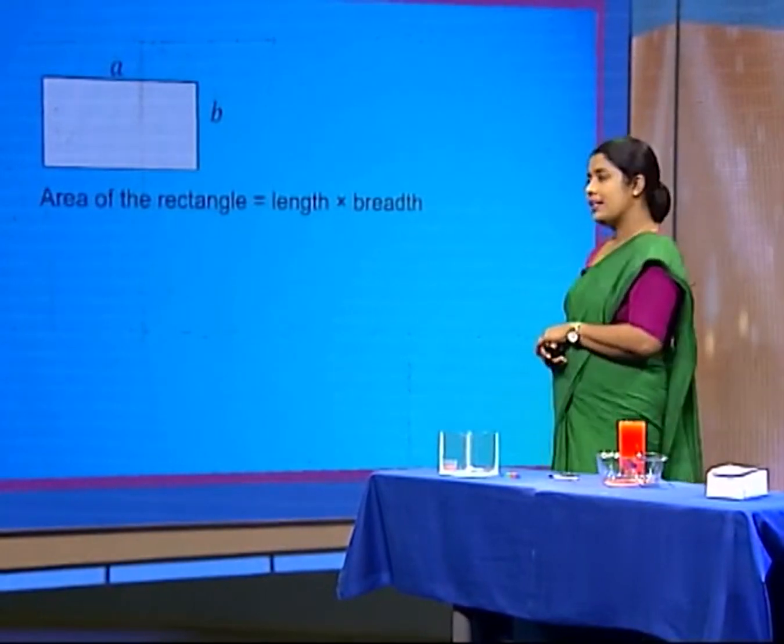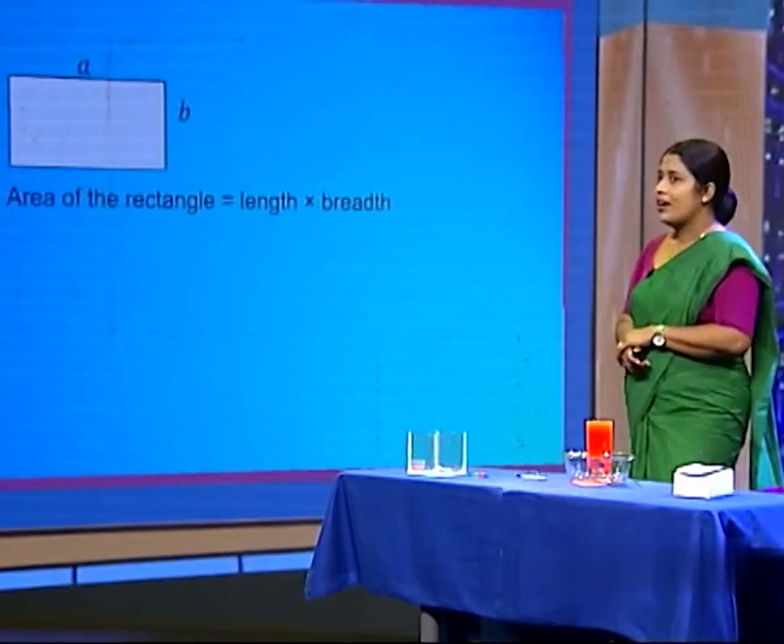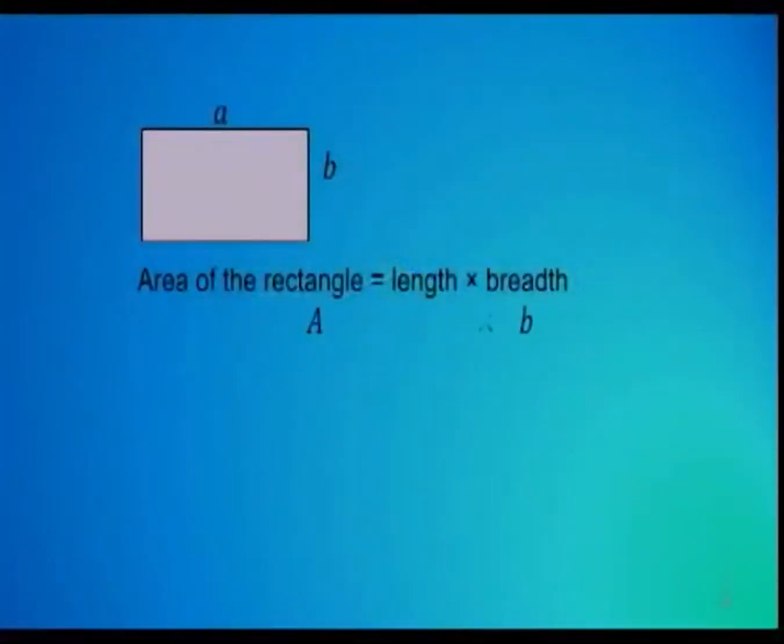Now, you can develop a formula for this relationship. I am going to use capital A for area. Capital A equals a times b. Or you can write this as capital A equals small a times b. This is the area of this rectangle.